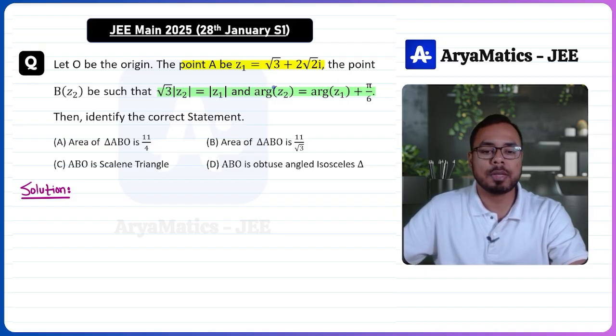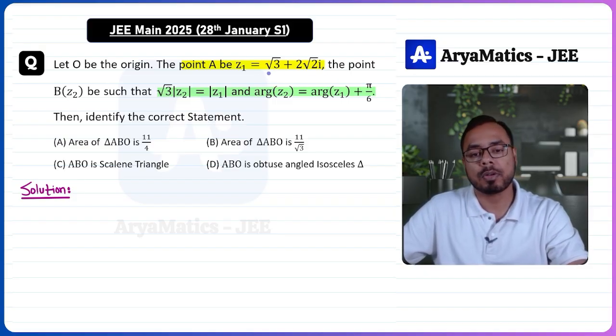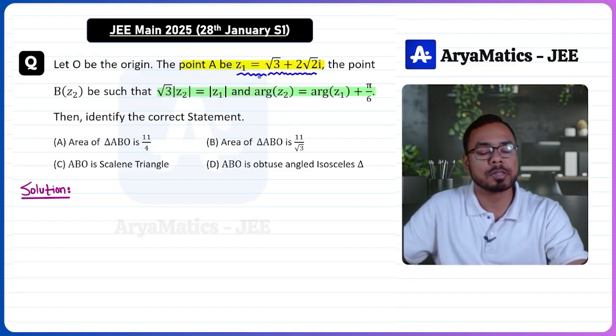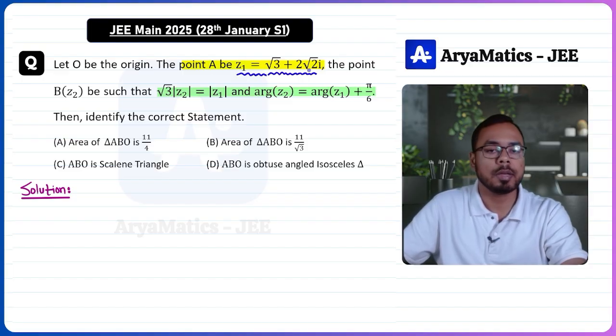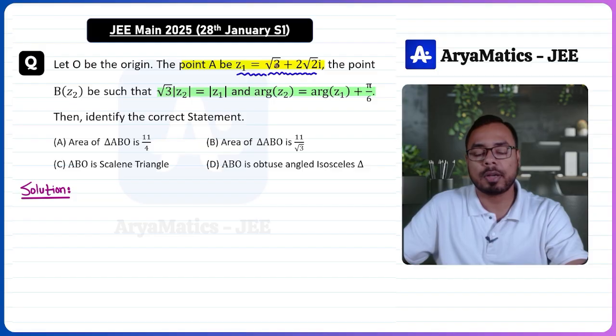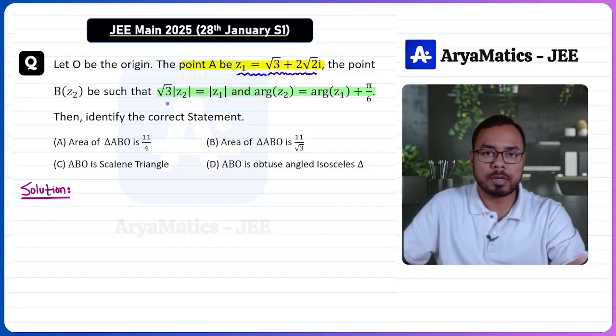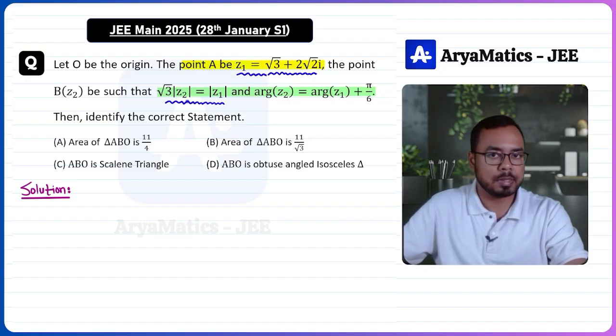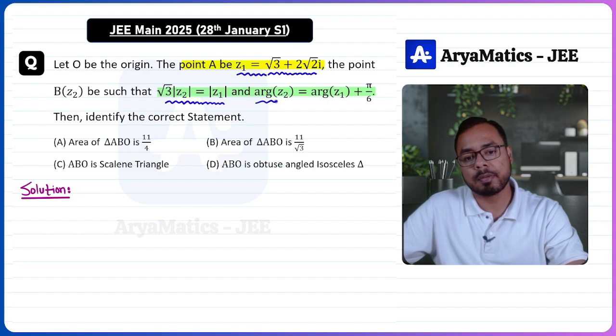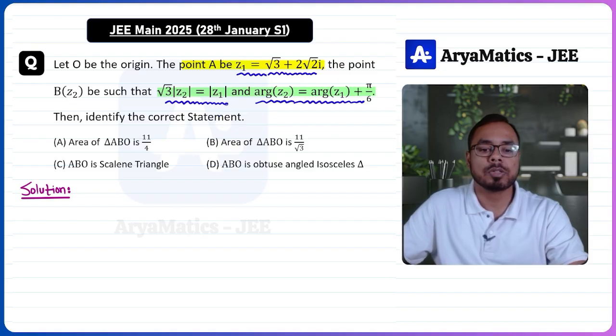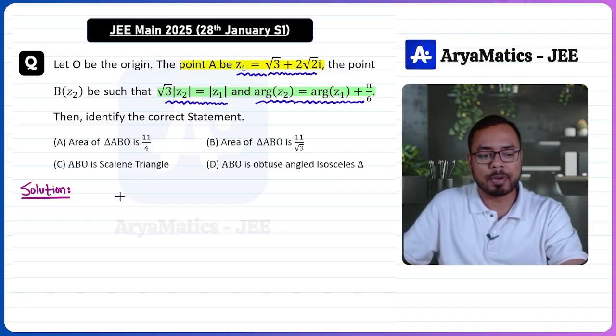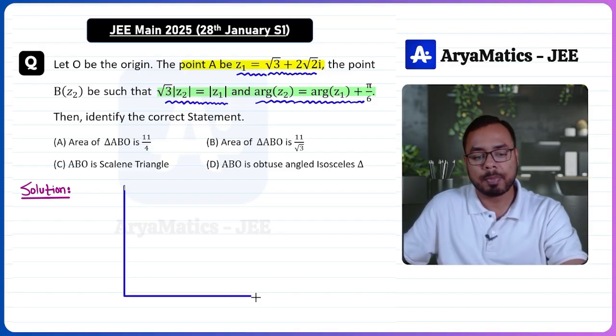Now, this is a problem on the basic concept of modulus and argument of a complex number. The complex number Z1 is given and point A is representing this complex number. So, A will be nothing but root 3, 2 root 2, x coordinate root 3, y coordinate 2 root 2. And Z2 is another complex number which is satisfying these two conditions. One is for modulus and the other one is related with the argument of the complex number. Argument of Z2 is argument of Z1 plus pi by 6. So let us plot these points in the complex plane and then try to identify which type of triangle we are getting and what is the area of that triangle.